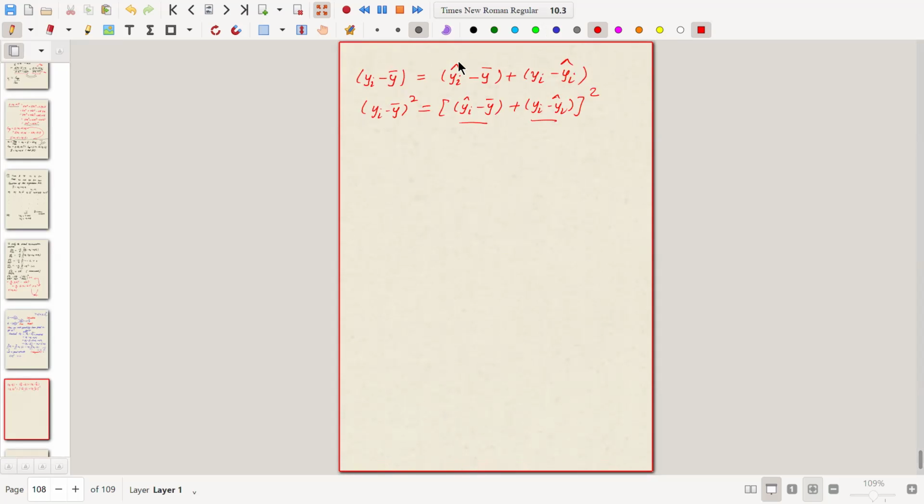Can you tell me this quantity? Is it correct? (yi - y bar)^2 + (yi - yi cap)^2 + 2 times (yi cap - y bar)(yi - yi cap). Okay, so far.